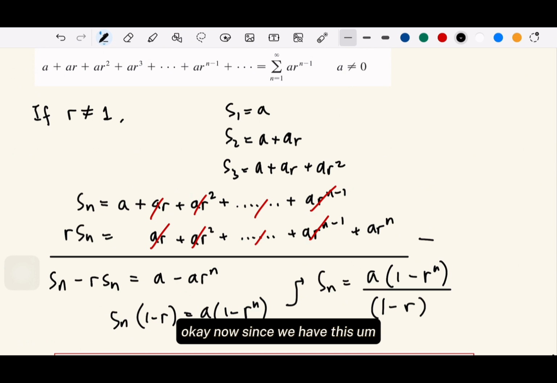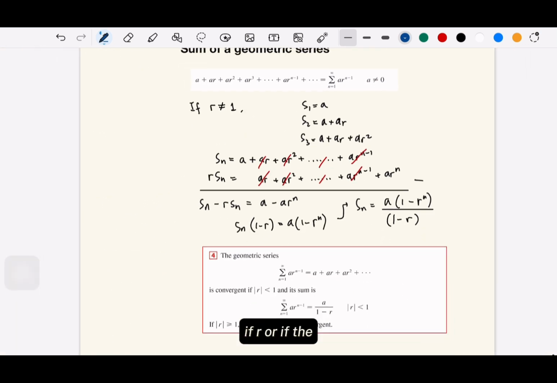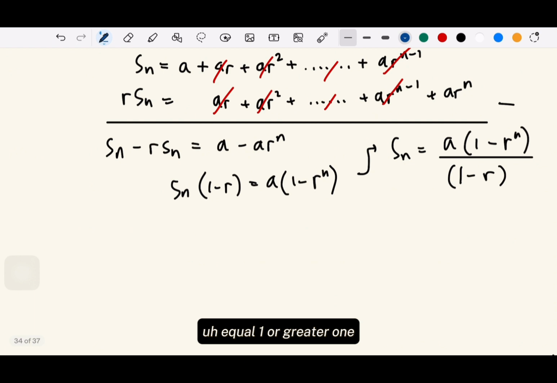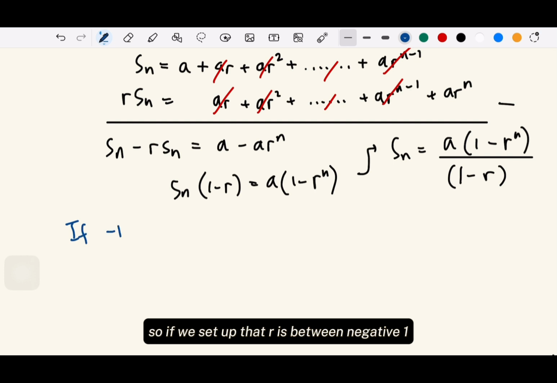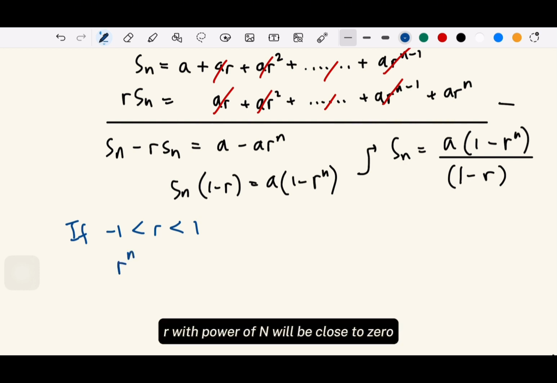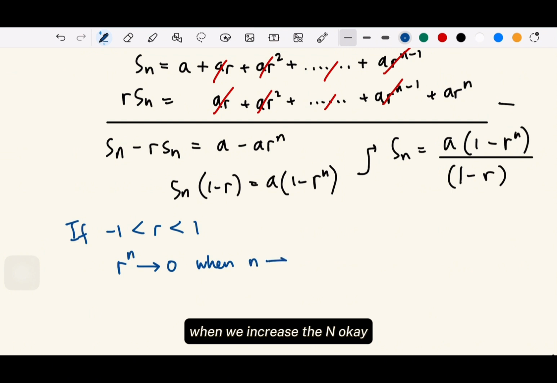Okay, now since we have this R, we discussed something related to R before with the exponent, right? R to the power of n, and then we somehow know that if R is equal to 1 or greater than 1, perhaps it will be getting infinite, right, from the Sn. So if we set up that R is between negative 1 and 1, then R to the power of n will be close to 0 when we increase the n.